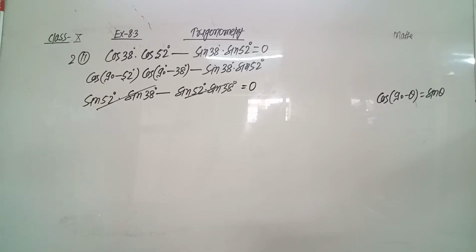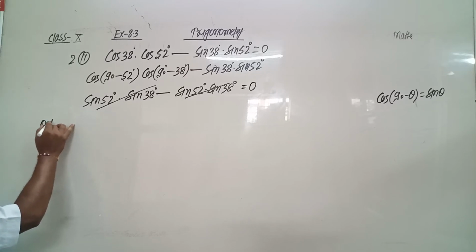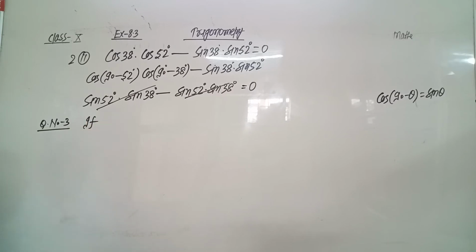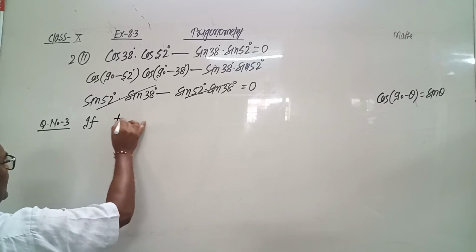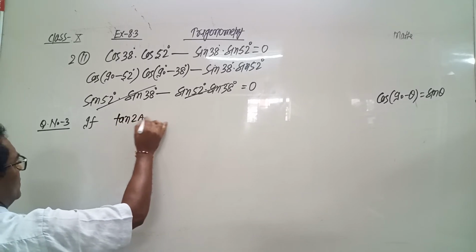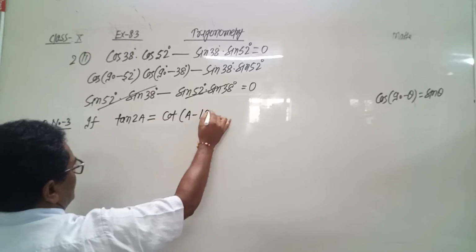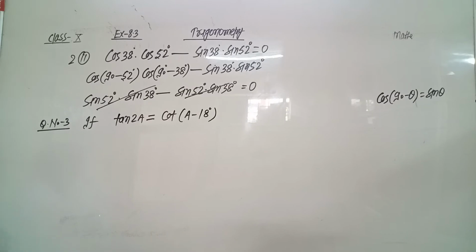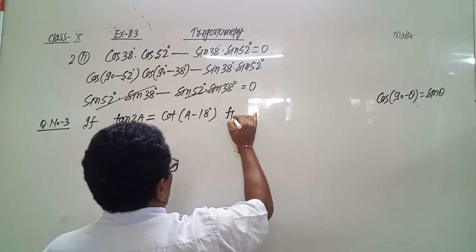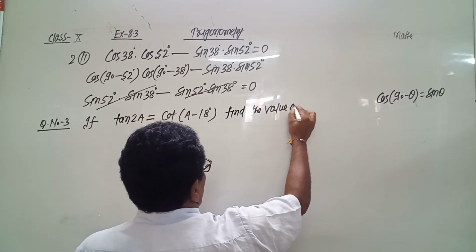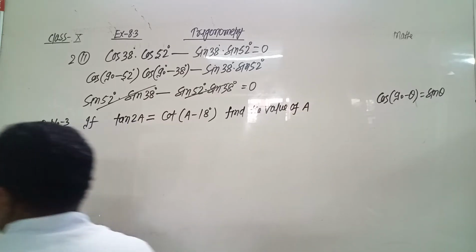Now question number 3. If tan 2A equals cot (A minus 18 degree), then find the value of A. We have to calculate the value of A.